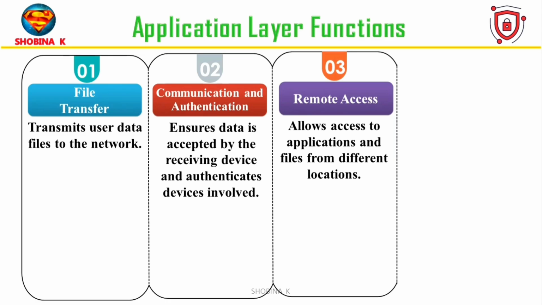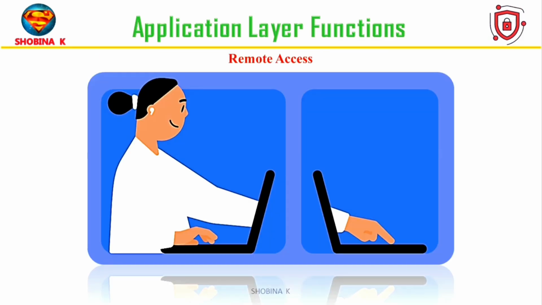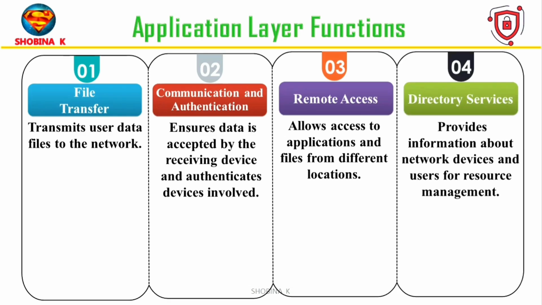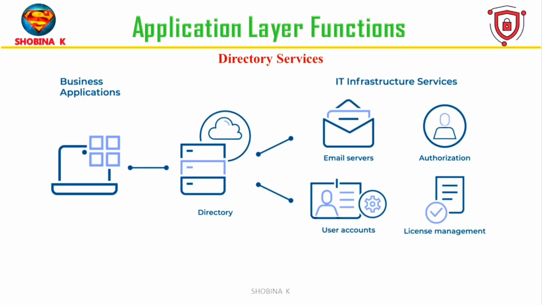Next, remote access. The application layer allows user to access services like web browsers and email from anywhere. It also enables user to manage files on remote computers. Next, directory services. It provides a shared database of information about network devices and users to support efficient resource management.